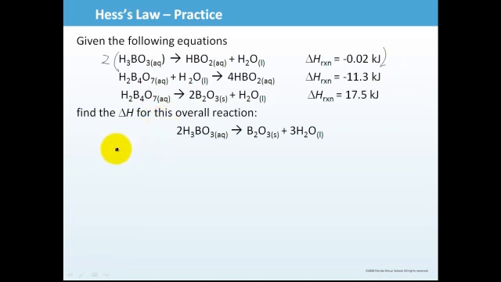So down here on the bottom, I'm going to rewrite that. We're going to have 2 H3BO3, and everything is aqueous, so I'm not going to rewrite that every time if that's all right. I'm just going to write the compounds here. 2 HBO2, right? Again, we got to double everything. Plus 2 H2O. And our delta H is going to be doubled. So that is now negative 0.04 kilojoules.